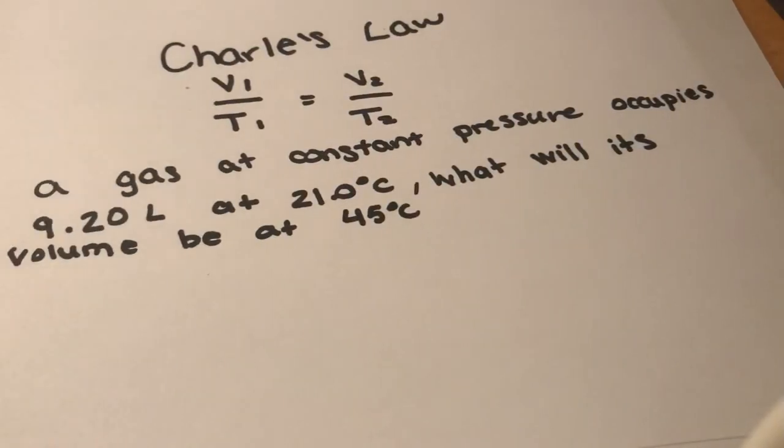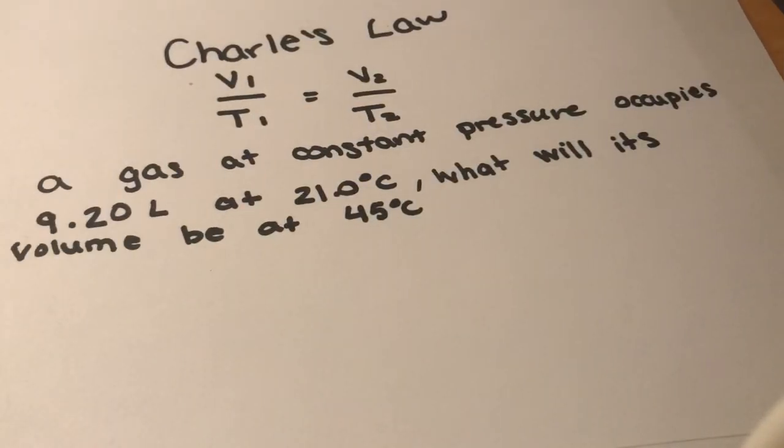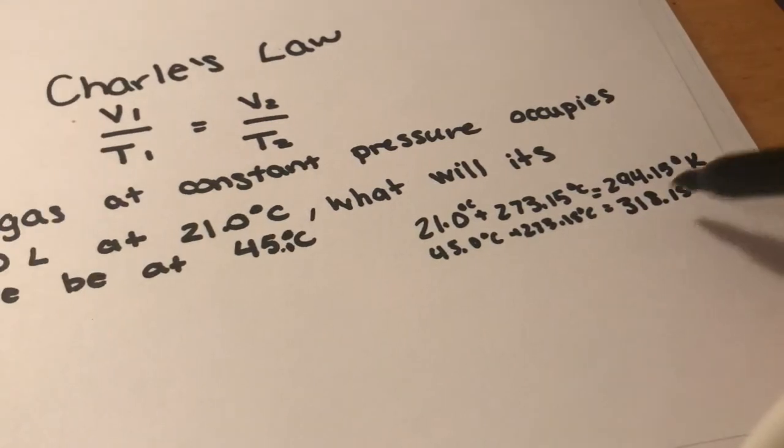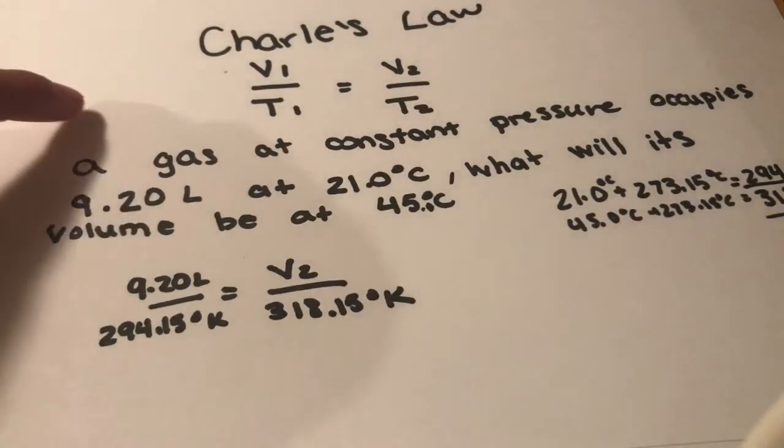A gas at constant pressure occupies 9.20 liters at 21 degrees Celsius. What will its volume be at 45 degrees Celsius? It is important to calculate the temperature in degrees Kelvin. These are the temperatures converted to Kelvin. I then plugged in the values for the Charles' law equation.